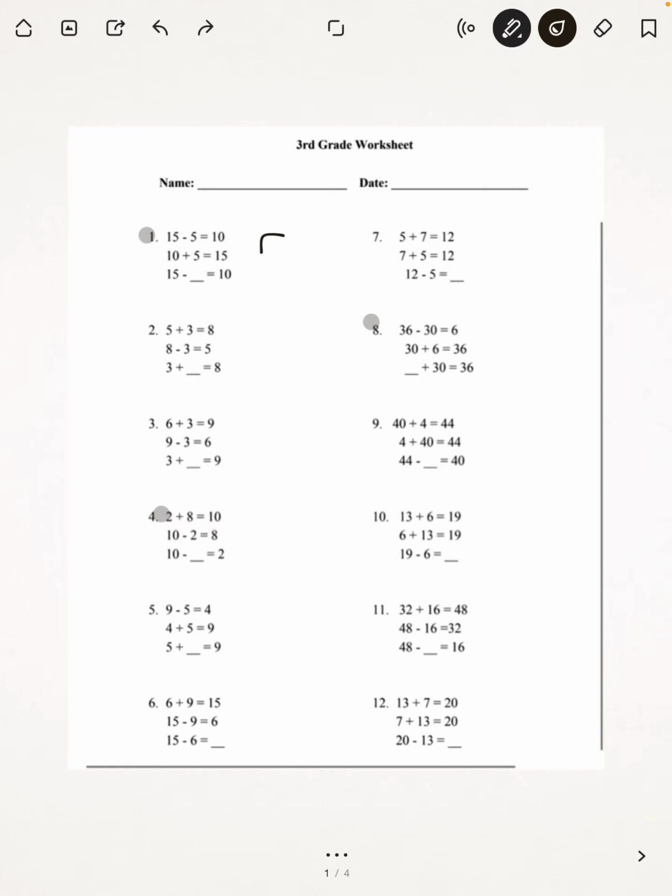2 plus 8 equals 10. 10 minus 2 equals 8. 10 minus something equals 2. We could do 10 minus 2, which equals 8.